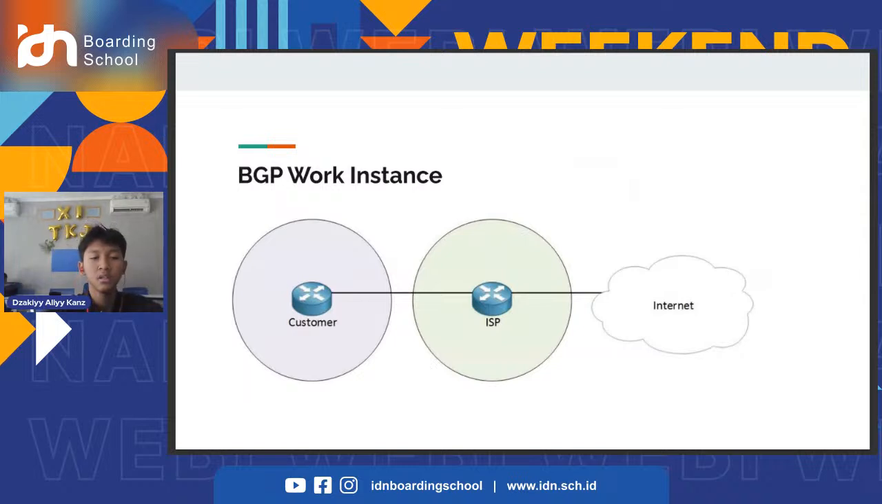And then, how BGP works. For instance, it is research from BGP: how BGP works and what the function of BGP is, and why companies always use BGP for the router. Okay, for the instance, there is this customer, then the ESP, and then the internet. The customer and ESP are on different sides, in different AS. We say the customer is on AS1 and the second router, the ESP, is on AS2. And the routers are in different AS.